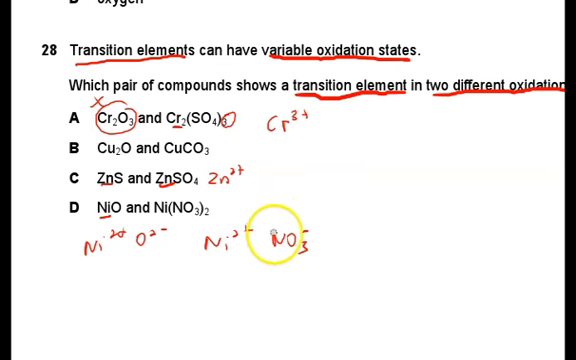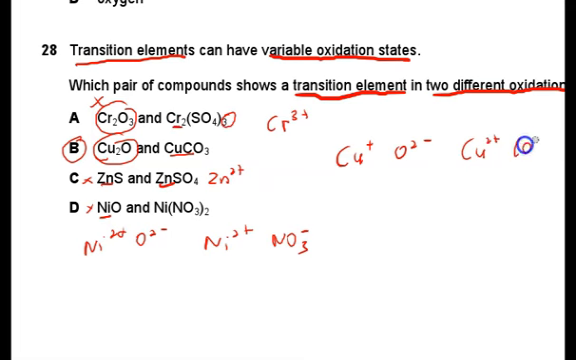nitrate. Okay, it's the same, so your best answer here will be B, because if you look at here, copper 2 oxide, here we have this. Okay, this is the first one, and look at the next one here, it will be copper 2 plus and also the carbonate. So your best answer here will be B. This is for 28. Okay, now let us look at 29.